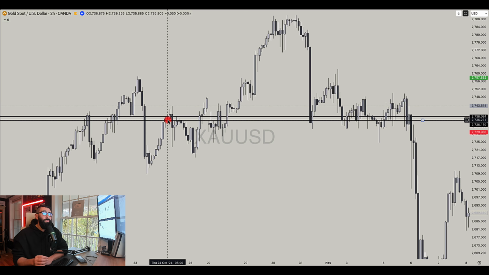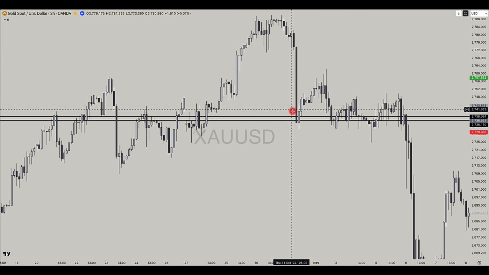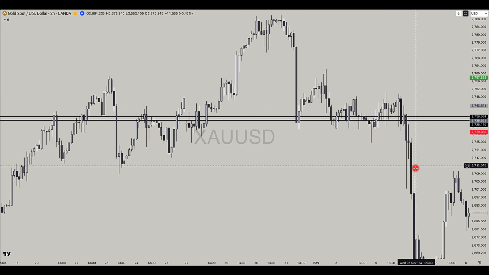One thing you want to be mindful of is that support and resistance can serve both purposes. What was support can serve as resistance, and what was resistance can serve as support. This is a perfect example of how that's possible. Eventually, price broke up, came back down, retesting what was resistance, now serving as support until eventually breaking below.